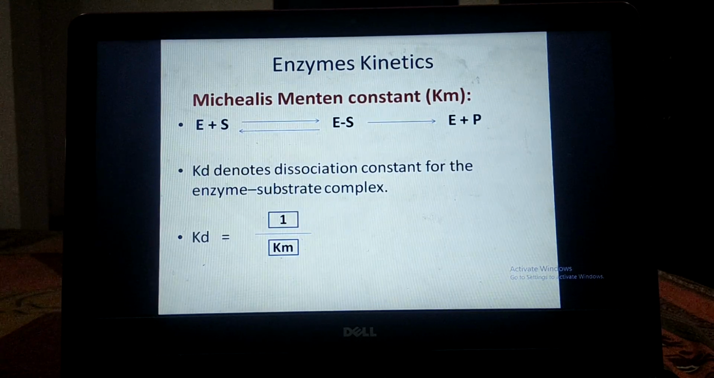Next is the dissociation constant. The dissociation constant is inversely proportional to Km. What does Km indicate? Km indicates affinity. When the affinity between enzyme and substrate is more, its dissociation is less, and when affinity is less, dissociation is more. So Kd is inversely proportional to Km.